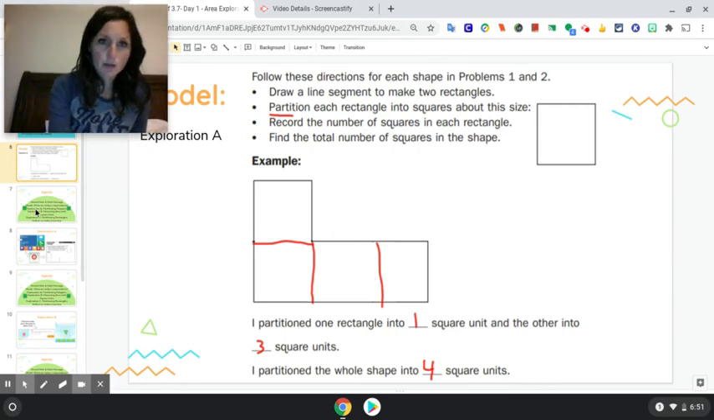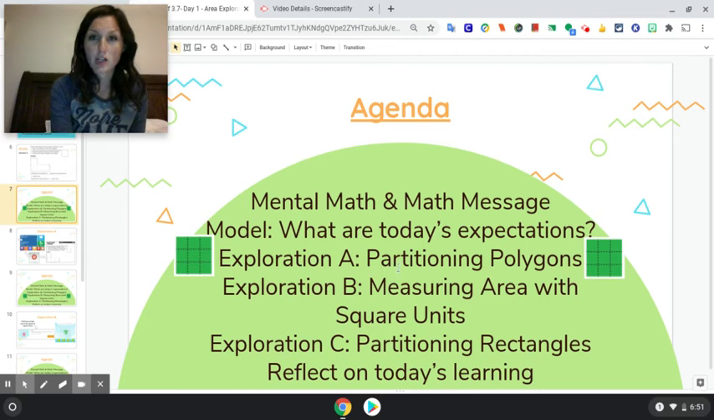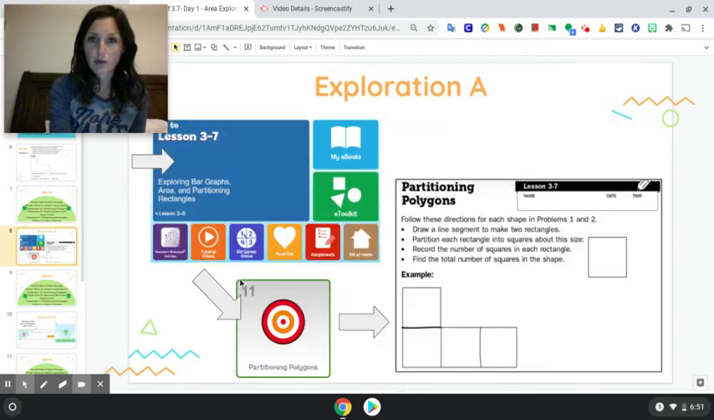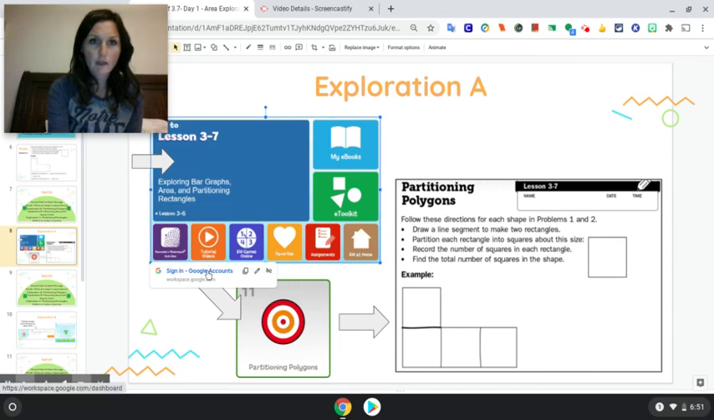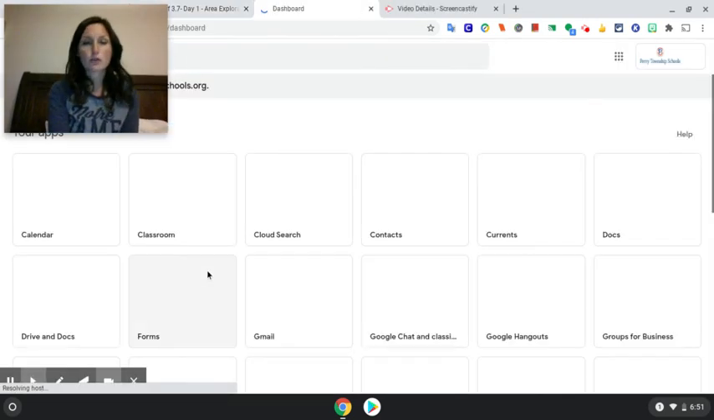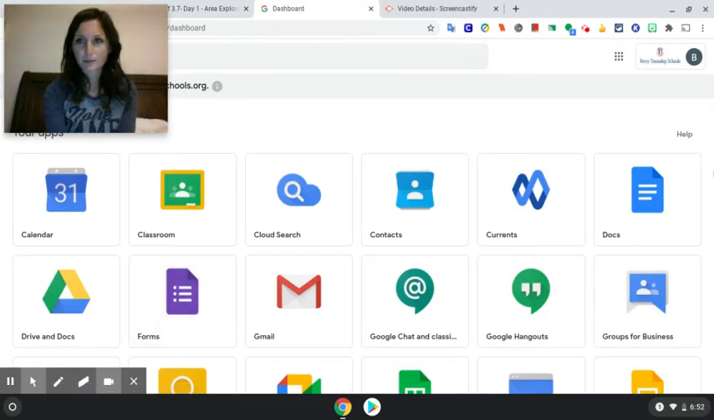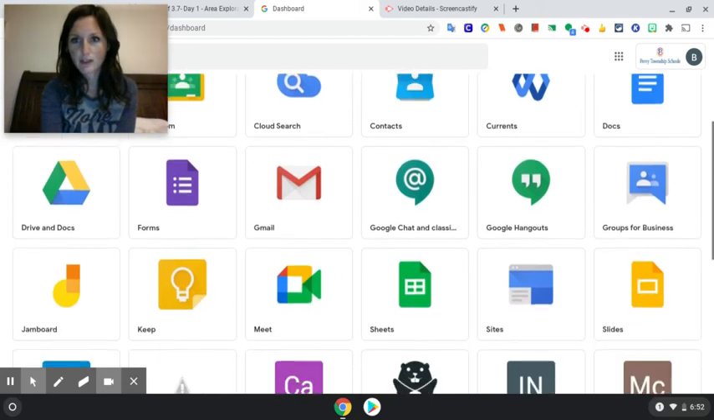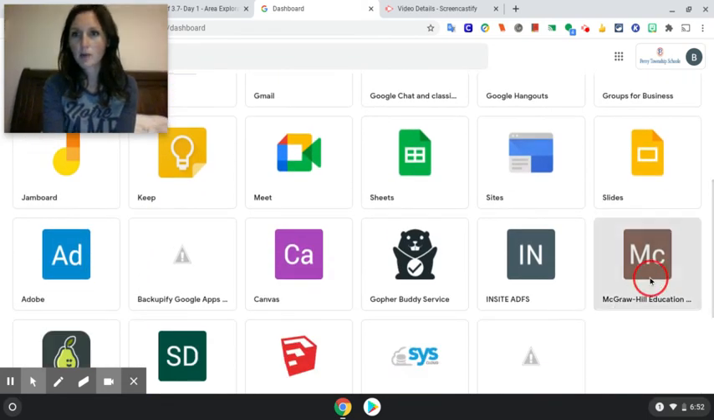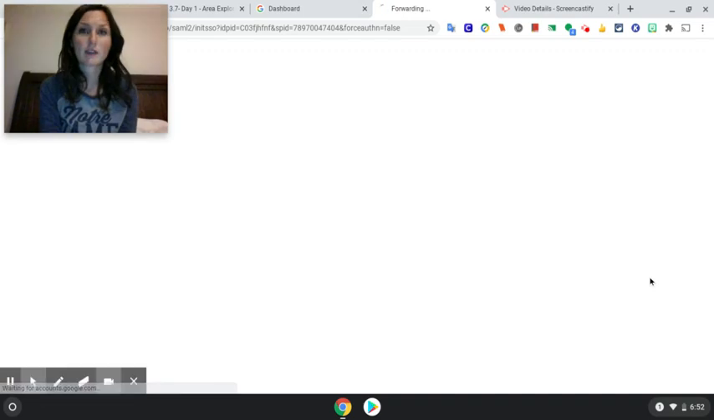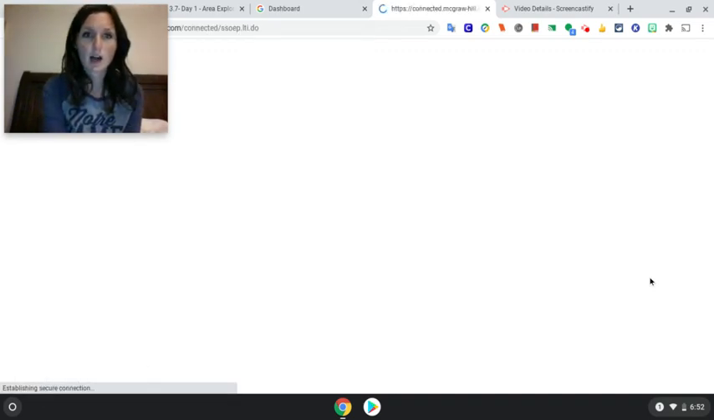So you guys, when you get here to exploration, partitioning polygons, that's going to be right here, just like my example. You will go through here. So click on this link. That's going to take you to the workspace here, where you need to scroll down. If my scroller will work, there we go. To our McGraw Hill, just like we play with the games, is how we get there.